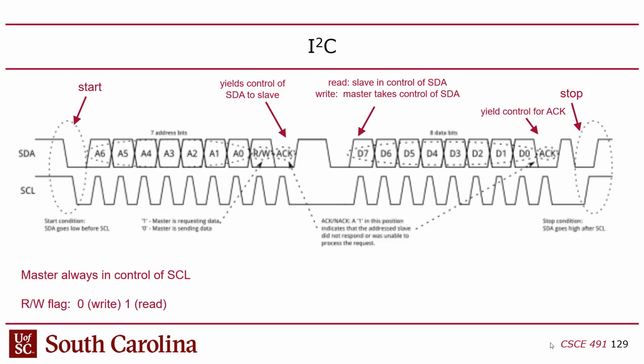Make sense? And then we have the stop condition, which is again the case where we change the data while the clock is high. So in this case, we have to bring the clock up first, because the clock would have been down at that point by default. So we bring the clock up, and we make sure the data is down, and then, again, we bring the clock up, and then we change the state of the data, which indicates stop, right? Make sense? Okay.